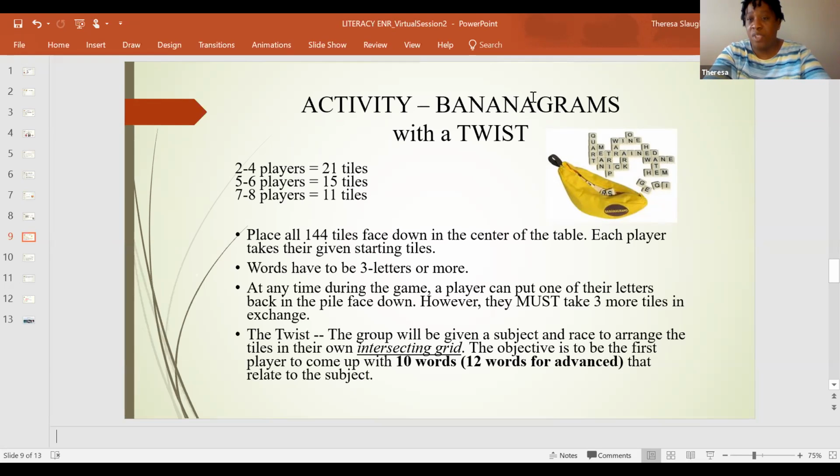If you need me to explain, go ahead and put it in the chat box. Oh, I'm sorry. The age group for this particular activity will be 3rd grade on up, possibly 2nd grade, depending on the spelling level of your 2nd graders. But this activity is actually 3rd grade on up.